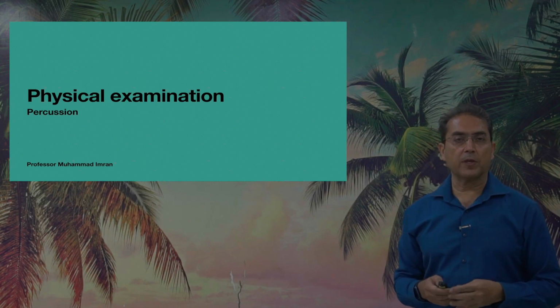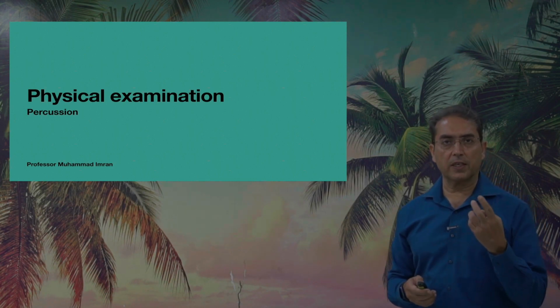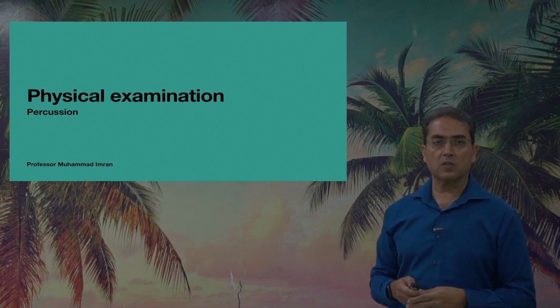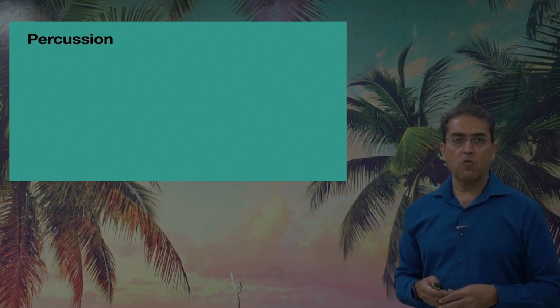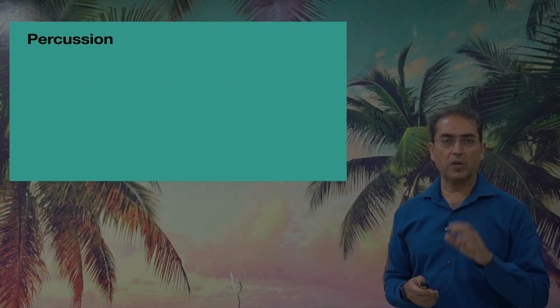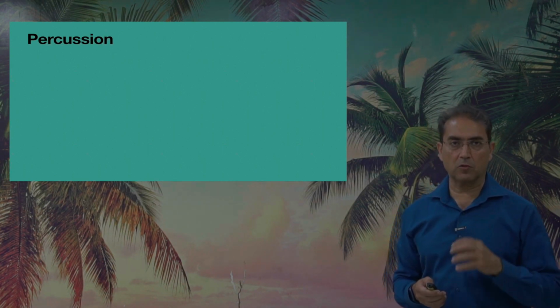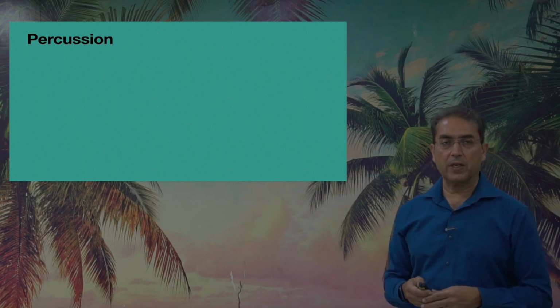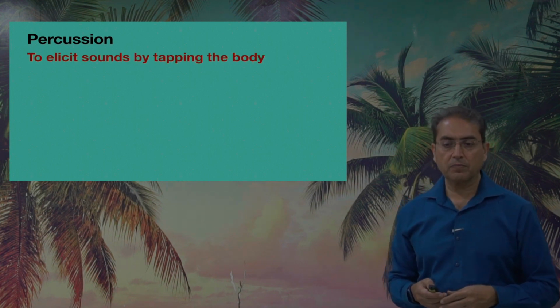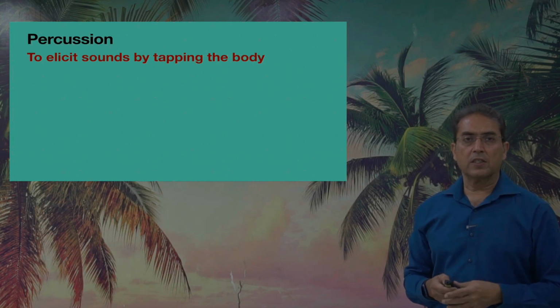When we examine the abdomen or the chest, there are 4 steps. There is inspection, palpation, percussion and auscultation. So we are going to discuss only percussion. Now what is percussion is we tap the body and produce a sound, and we listen to the character of that sound to determine what is the possible underlying pathology. So it is just tapping of the body.